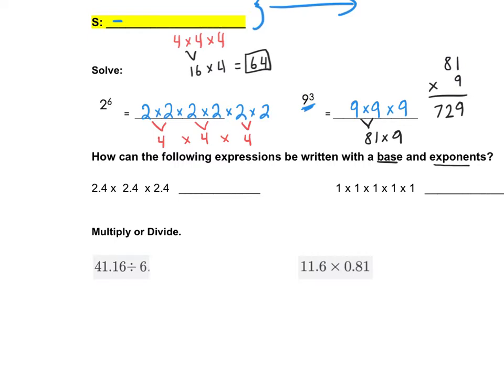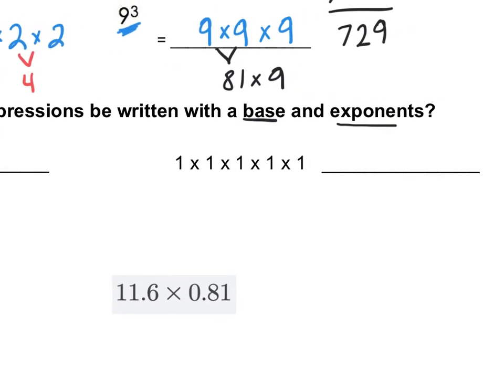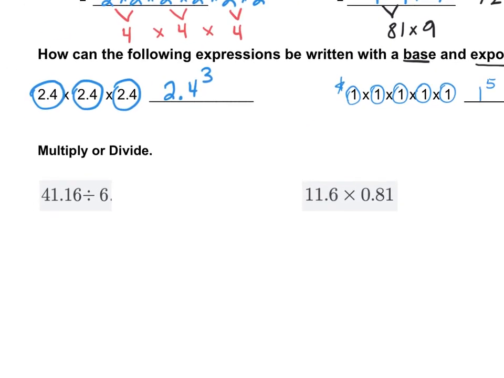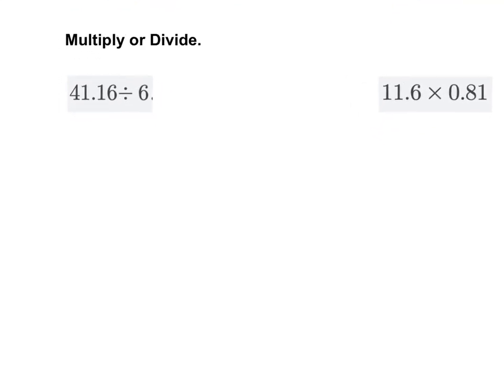How do we write the following with a base and exponent? So here is my base, 2.4, and I'm multiplying it 1, 2, 3 times. So here's my exponent. Okay, you write this next one with a base and exponent. Remember, it's 1, 2, 3, 4, 5 times, 1 to the fifth. Those two you didn't have to solve. You just had to write them with a base and exponent.